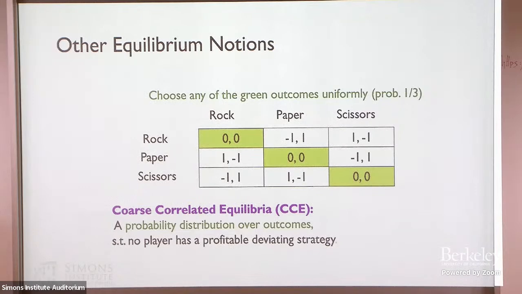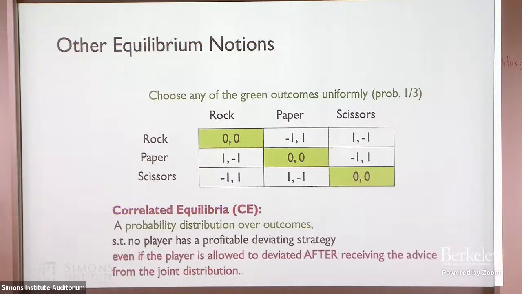Now there's a thing in between, called the correlated equilibrium. It's a restriction on the set of coarse correlated equilibria, and it's the following: now I require that no agent has a profitable deviating strategy, even if the player is allowed to deviate after receiving the advice from the joint distribution. Can someone see why this is a correlated equilibrium?